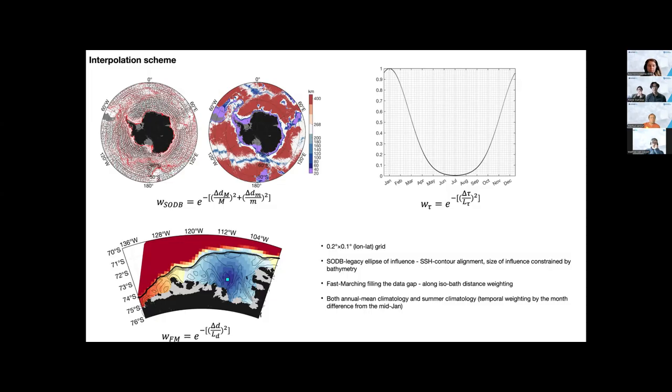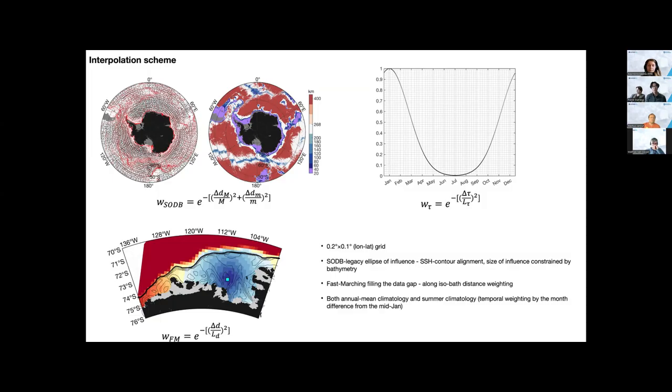They use an ellipse at each grid point to find the data and make the average across. This ellipse was initially designed to be aligned zonally, because the dynamics in the Southern Ocean are largely zonal. In this effort, we made a modification by aligning these ellipses along the sea surface height contour, so that we can take into account more detailed dynamics. And the size of the ellipse is constrained by the local topography.